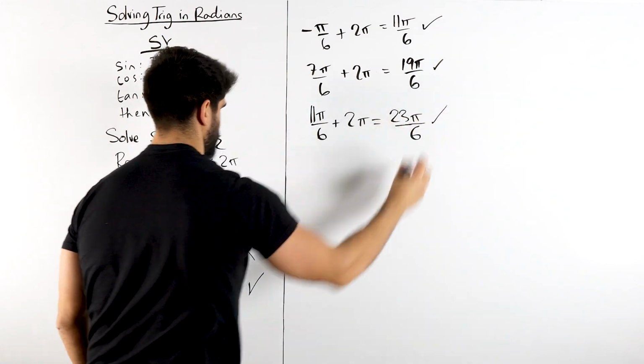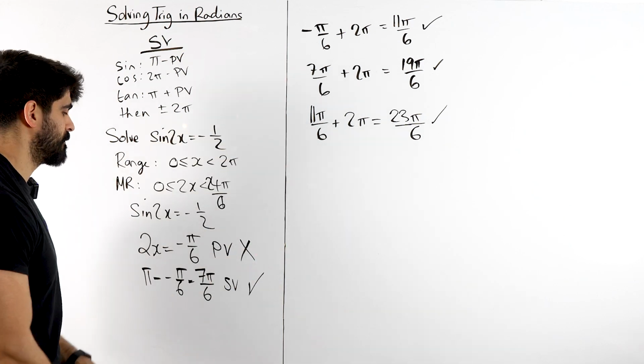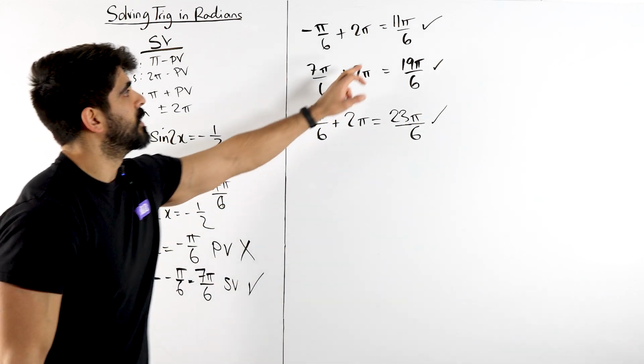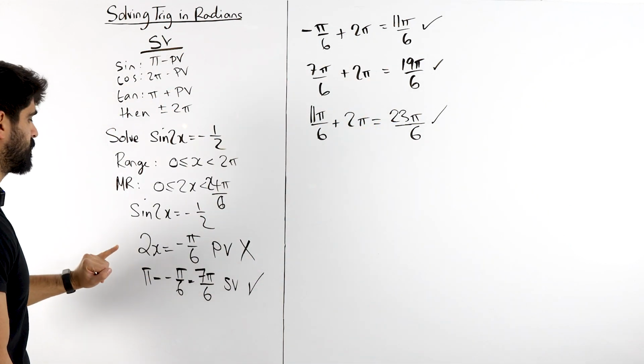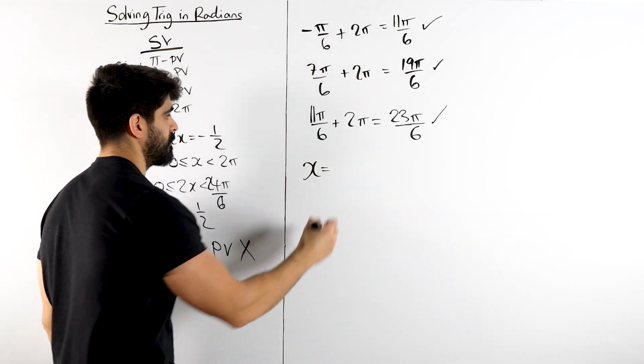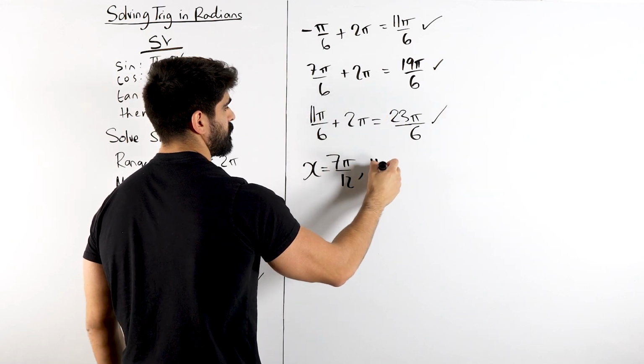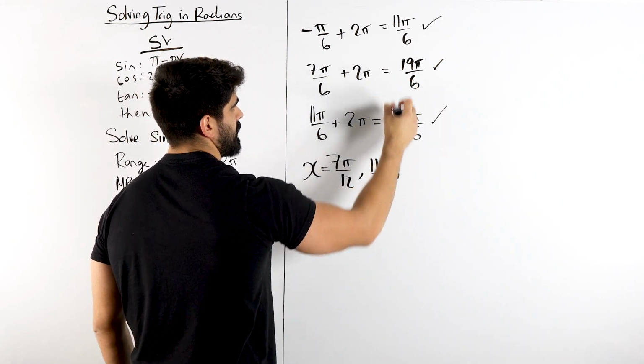Okay, that is in the range. So the primary value was not, but it helped us work out all the other values which are. Now to all of these values, we just need to divide by 2. So x is 7 pi over 12, then we have 11 pi over 12, and 19 pi over 12.